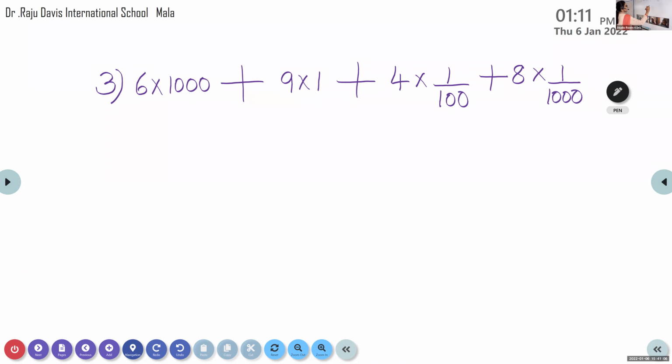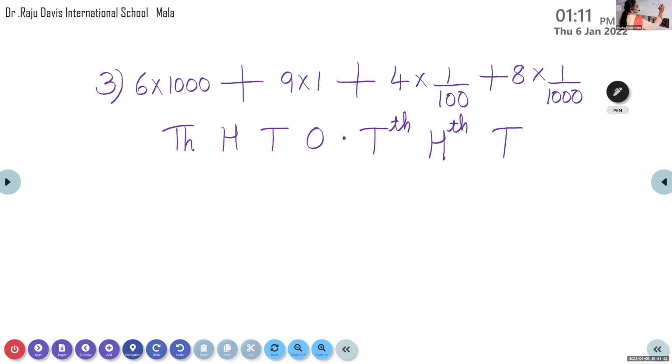Isn't it? So before the point, what are the places before the point? Ones. Tens. Hundreds. Thousands. Okay. After the point. Tenth. Hundredth. Thousandth. Okay. Now the first number, 6. Where should I write that 6? Thousands place. With 6, the number is given as thousands. So 6 will go to the thousands place.